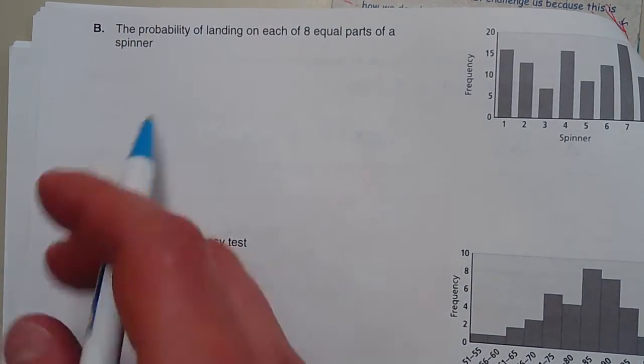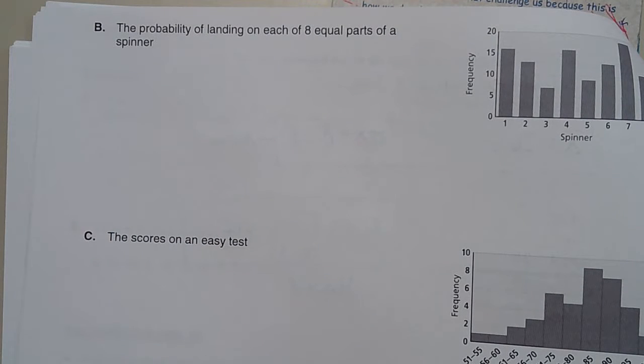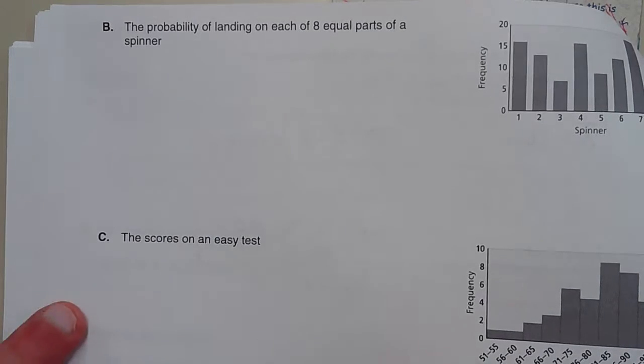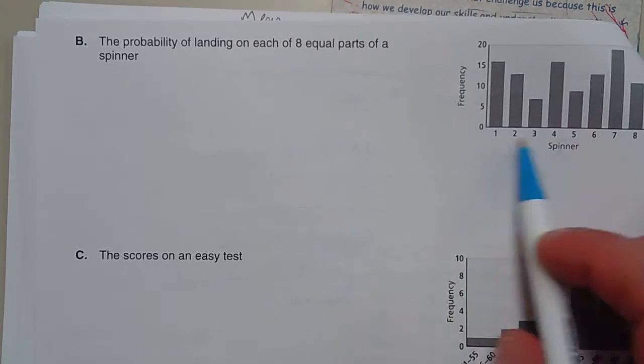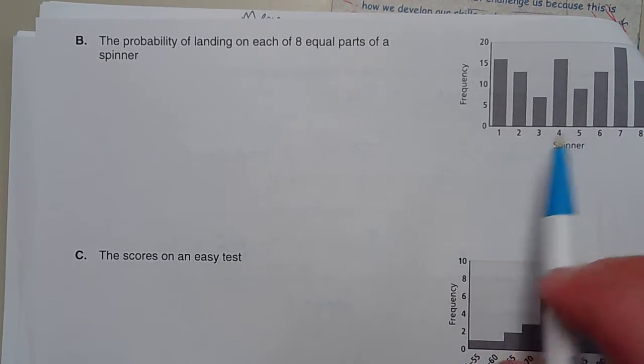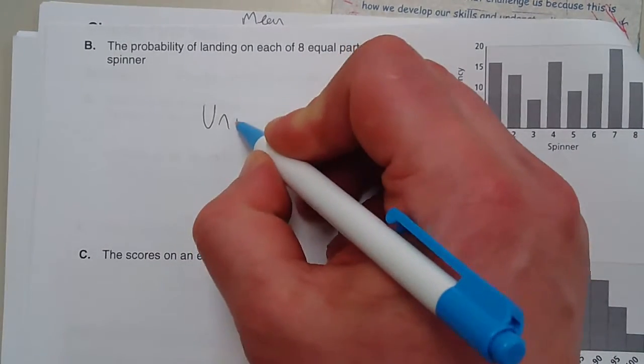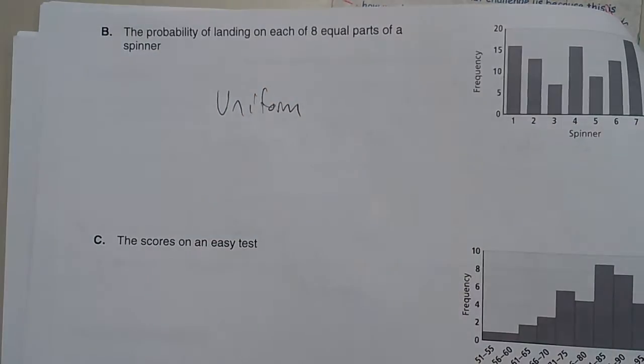And sometimes they give us a graph, and sometimes they don't. So this one says, probability of landing on each of 8 equal parts on a spinner. So imagine a little spinner, like the game Twister or something. You hit the little spinner, it spins around, lands on a thing. If it has 8 equal spots on it, they all should be equally likely to come up. This is going to be what we call uniform. And I think that one's fairly obvious.